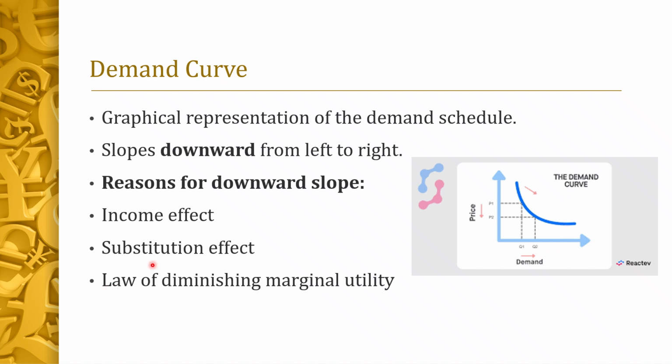Then there is the substitution effect, which says that consumers switch to a cheaper substitute as and when the prices increase. Or inversely, let's say the income increases, then consumers switch to more expensive products because now their buying capacity has increased. For example, if coffee prices rise, what will happen? People would shift to tea. That is nothing but a substitution effect. So these are the reasons for a downward slope.